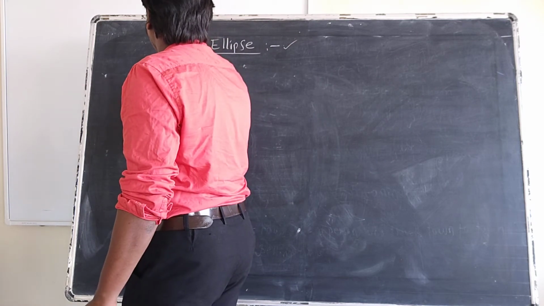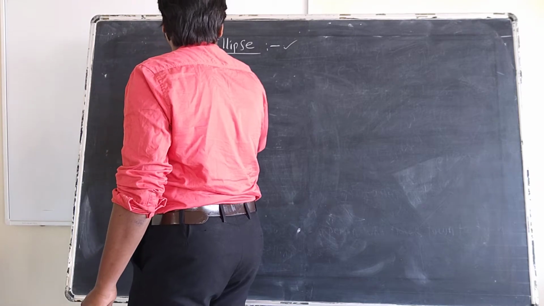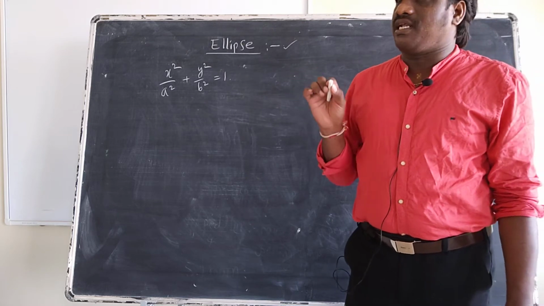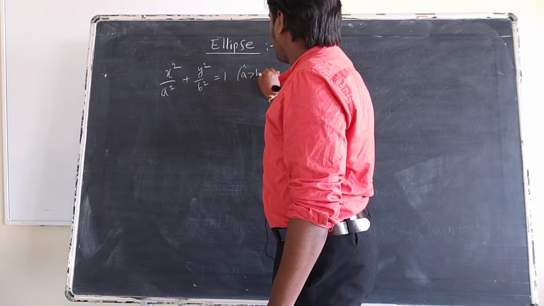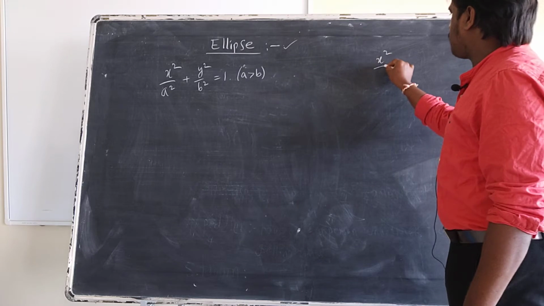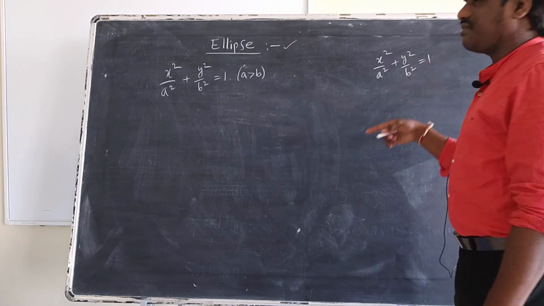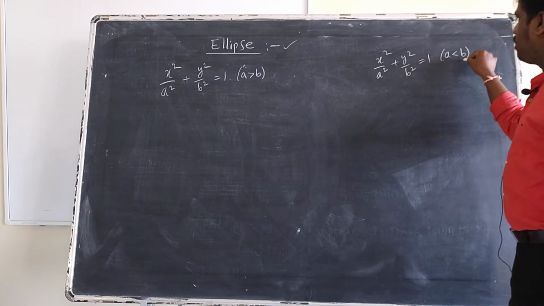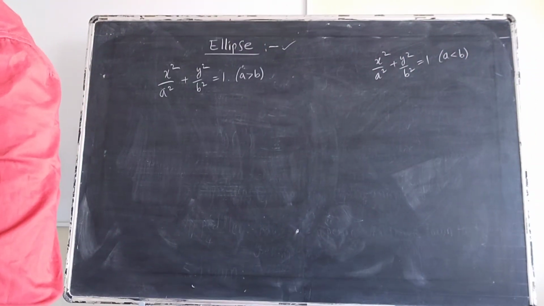x square by a square plus y square by b square is equal to 1. There are two types of ellipse, one is a vertical ellipse, one is a horizontal ellipse. When a is greater than b, it is a horizontal ellipse: x square by a square plus y square by b square is equal to 1. This is also the equation of an ellipse, but we can take here a less than b. So you can have two types, either a greater than b or a less than b.